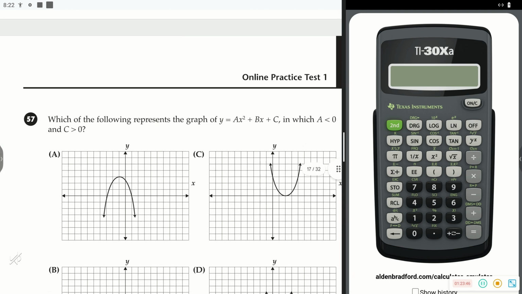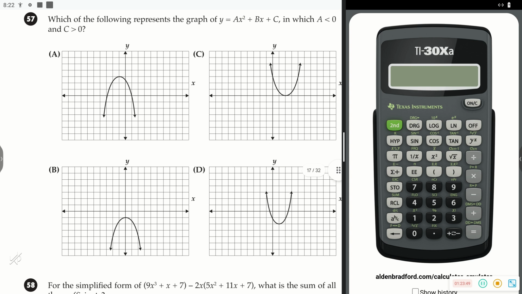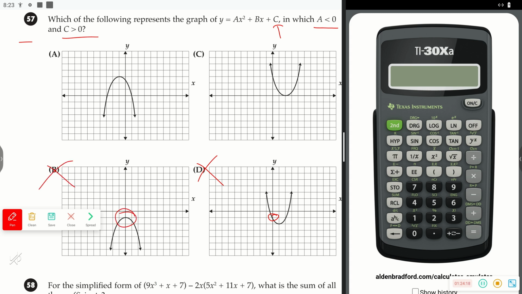We'll close it. Number 57. So it says, which of the following represents the graph y equals ax squared plus bx plus c, in which a is less than 0 and c is greater than 0. So in this equation, c we know is the y-intercept. So we know the y-intercept has to be greater than 0. This one, the y-intercept is right here, not greater than 0. This one, the y-intercept is negative. It's not going to be this one.